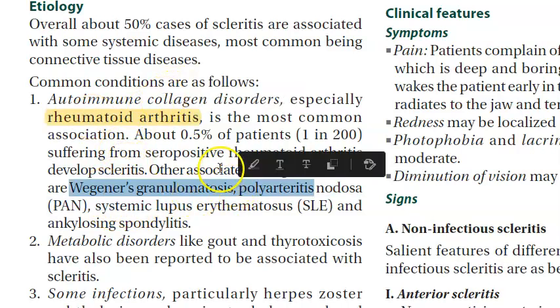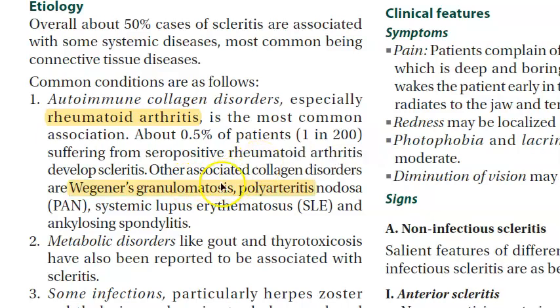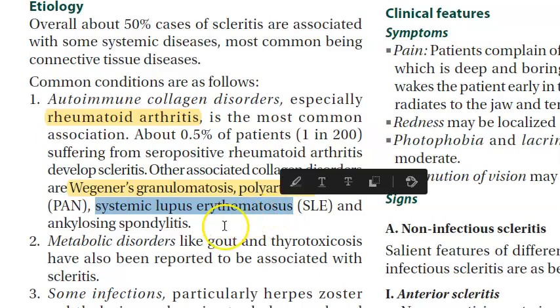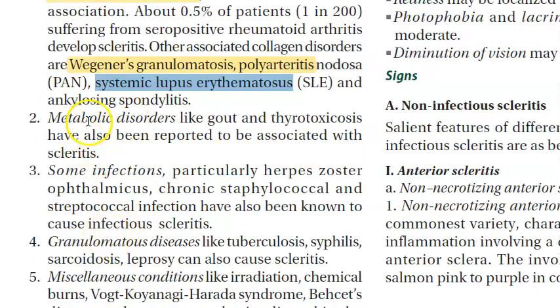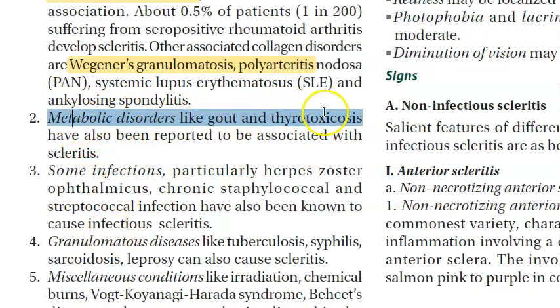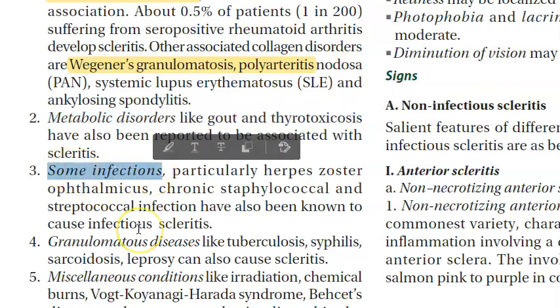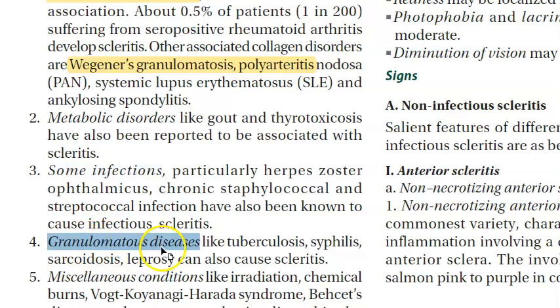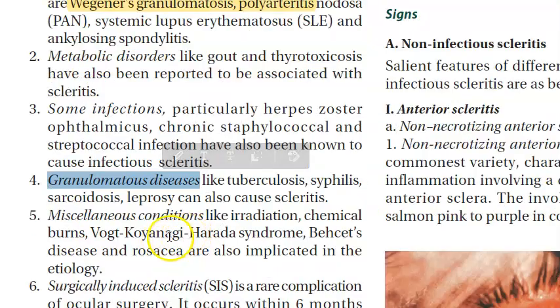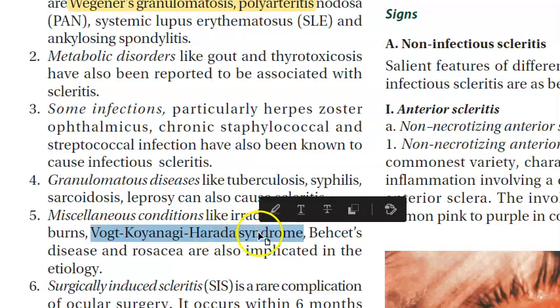Other than that, you can mention Wegener's granulomatosis, polyarteritis nodosa, systemic lupus erythematosus, standard things that you will write. Then metabolic disorders like gout, thyrotoxicosis. Some infections can also cause it, like herpes zoster. So infectious scleritis is also there. Granulomatous diseases like tuberculosis, syphilis, leprosy, sarcoidosis, same things you blame. Then miscellaneous conditions: irradiation, chemical burns, Vogt-Koyanagi-Harada syndrome.